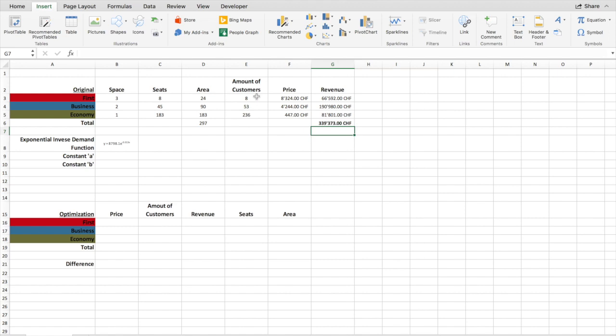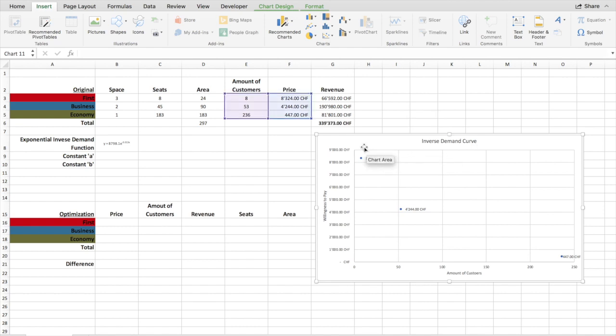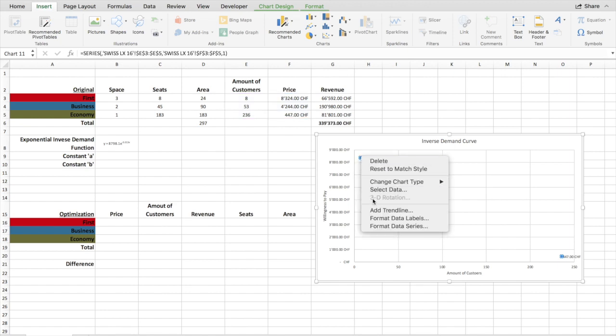The higher willingness to pay, together with the price, allows us to derive an exponential inverse demand curve. Highlight the corresponding values and insert a scatter graph. This will plot the points from which we can derive the inverse exponential demand curve. The curve shows the demand curve derived from Swiss's 3 different customer segments. Subsequently, we will utilize this inverse demand curve to optimize the customer segments and optimize revenue.